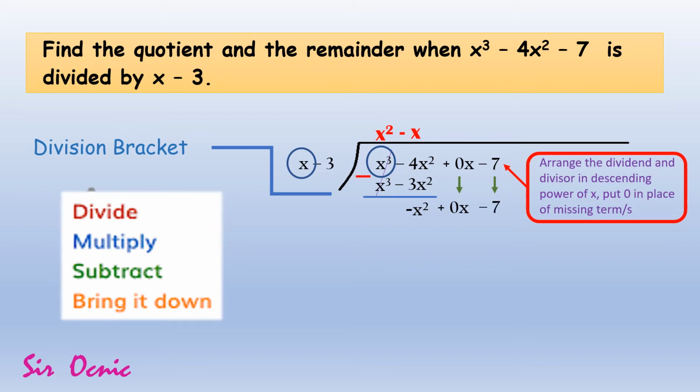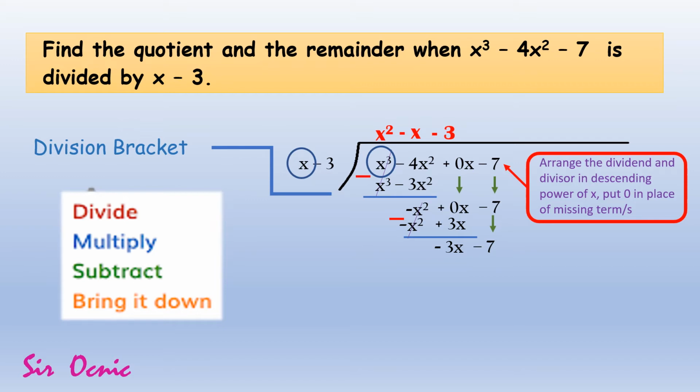Negative x squared divided by x, that is equal to negative x. Multiply negative x to the whole divisor. That is equal to negative x times x, which is equal to negative x squared, and negative x times negative 3 is equal to positive 3x. Subtract the terms. We will then have negative x squared minus negative x squared, which is equal to 0, and 0 minus 3x is equal to negative 3x. Bring down negative 7. Negative 3x divided by x is equal to negative 3.